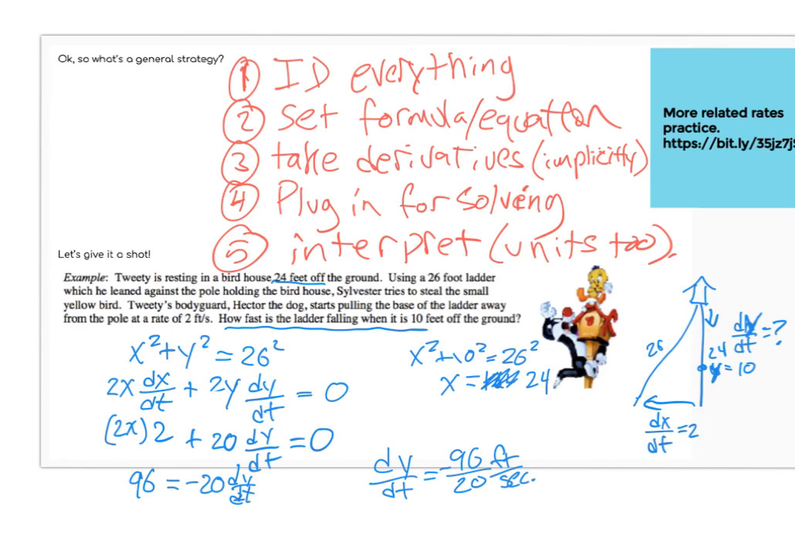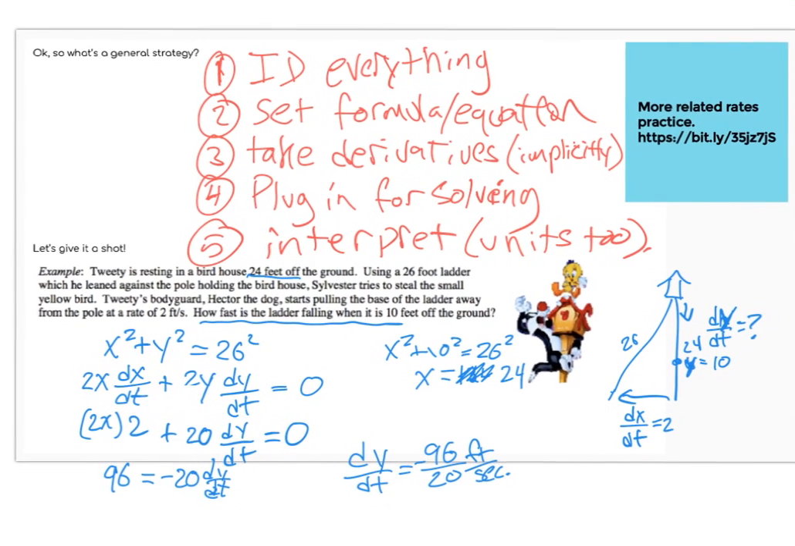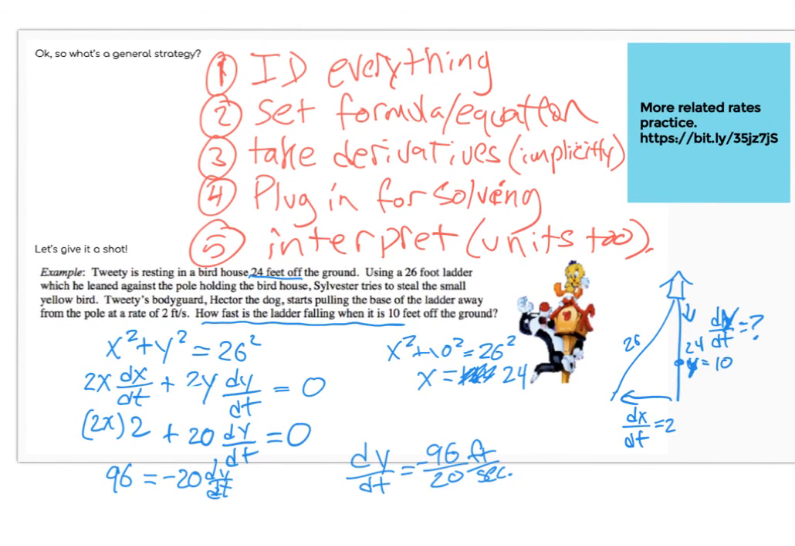We have to understand that this means that the ladder is falling down the wall when the height is 10 at a rate of negative 96 over 20 feet per second. There's some more related rate problems at the link supplied here. Definitely worth spending some time on, but in the scheme of calculus, we're really only looking at a small part of the whole shebang here.